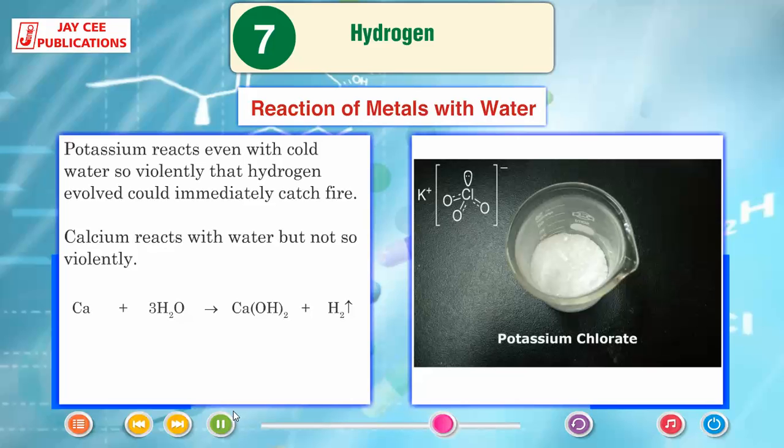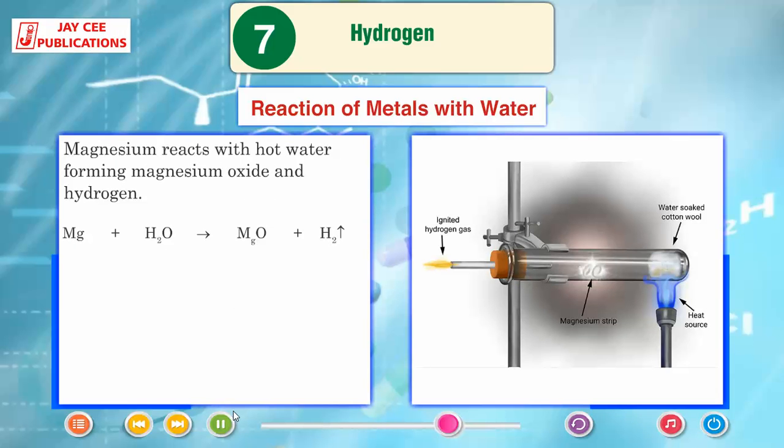Calcium reacts with water but not so violently. Ca + 2H2O gives Ca(OH)2 + H2. Magnesium reacts with hot water forming magnesium oxide and hydrogen. Mg + H2O gives MgO + H2.